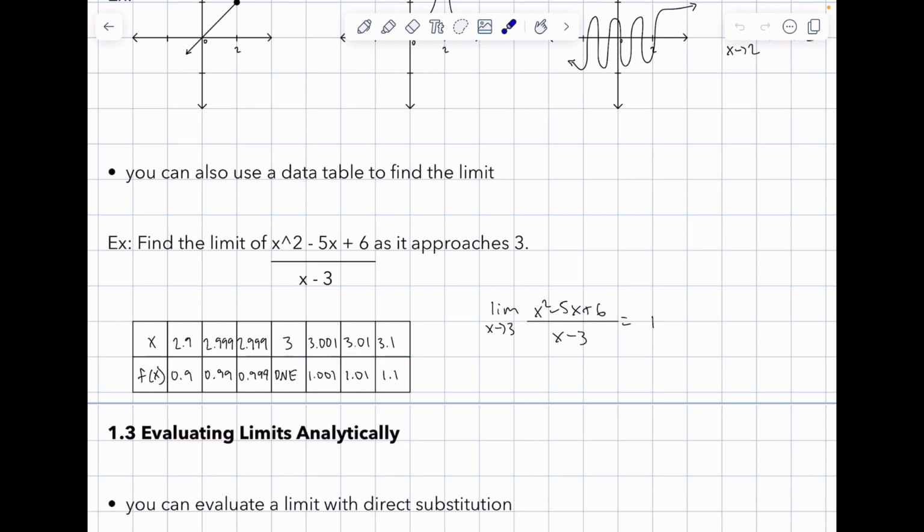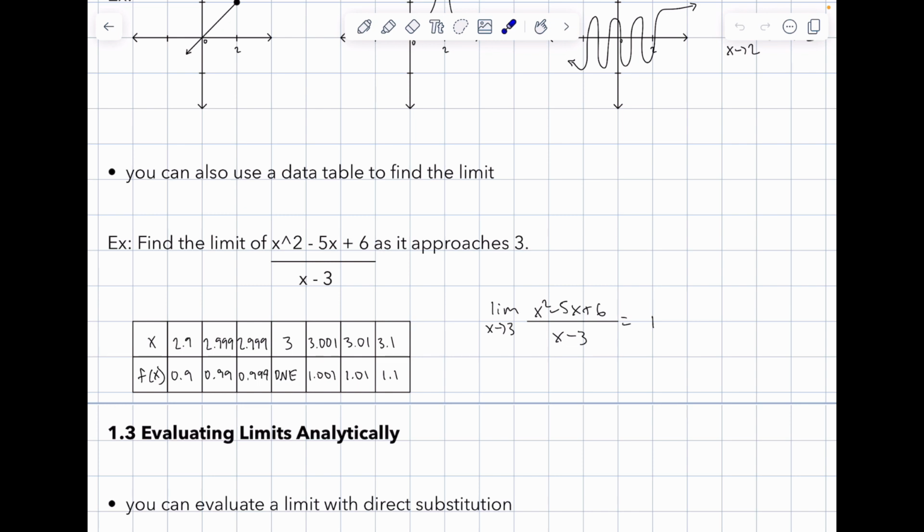And these are basically our left and right hand limits. So we can look at our points to the left to see what our left hand limit is. We see that as x approaches 3 from the left, the y values are approaching 1, because it's 0.9, then 0.99, then 0.999, which is all getting closer to y equals 1.